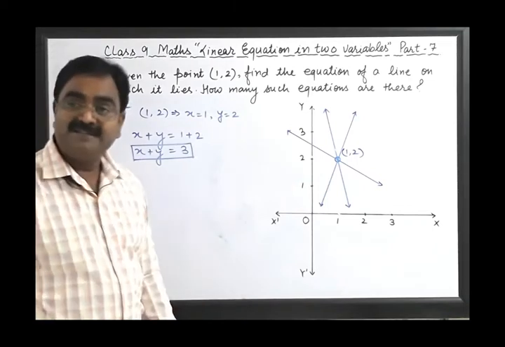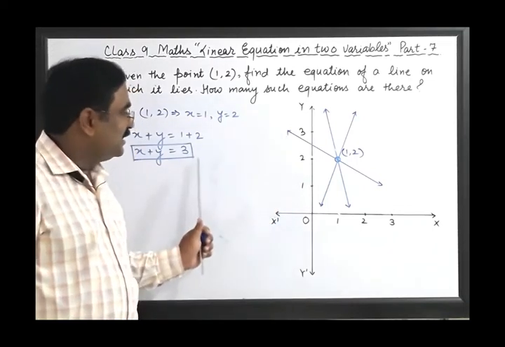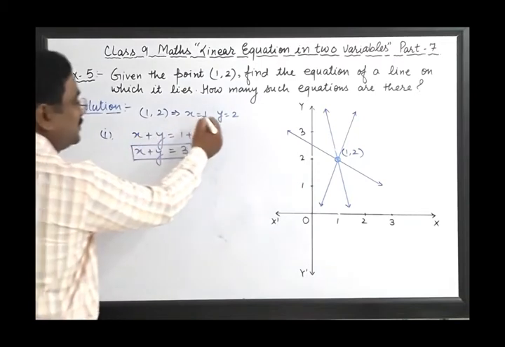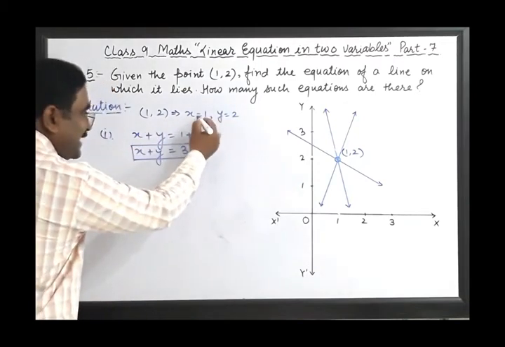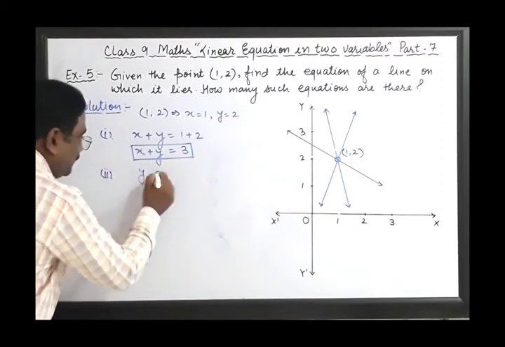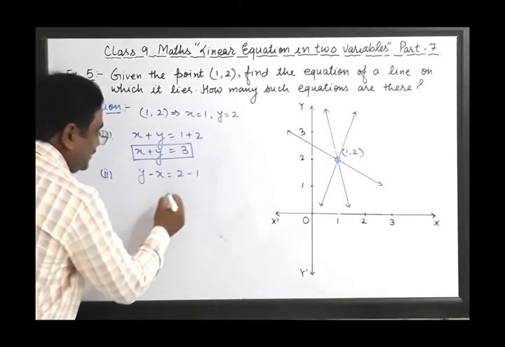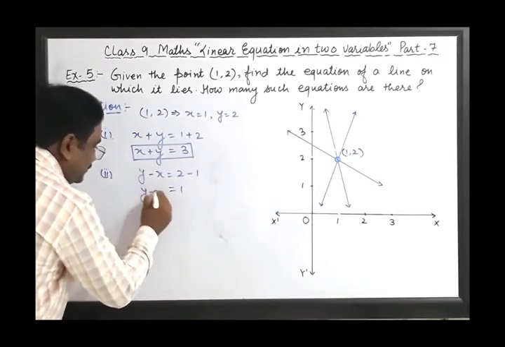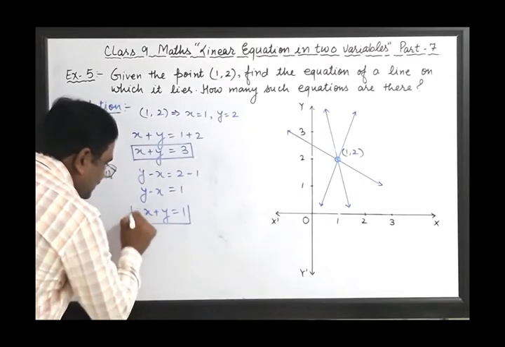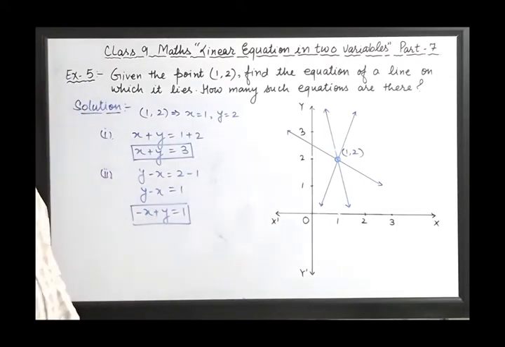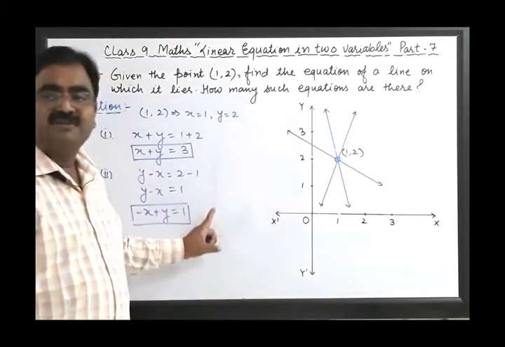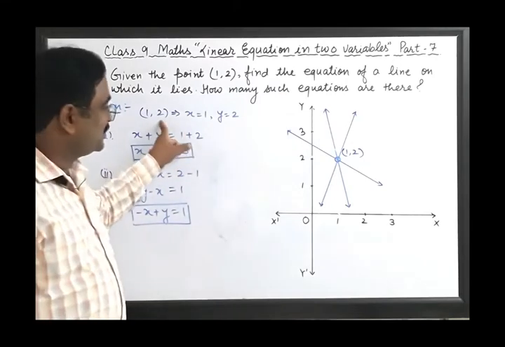So we can find a second equation also. Suppose this is the equation of this line, let's see what the equation of the second line will be. As x is equal to 1, y is equal to 2, in this we can do y minus x. So y minus x, it is the second equation of line. y minus x will be 2 minus 1 is equal to 1. It means the second equation you got is minus x plus y is equal to 1. This is the equation of the second line. So similarly we can find infinite equations from this given point.